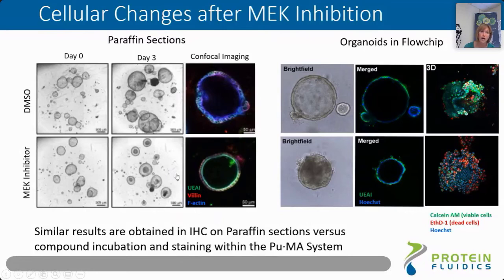You can see that the shape of the organoid upon exposure to MEK inhibitor has a very nice round shape, with a thin epithelial layer. But interestingly, what I also would like to point out here is how concordant these images are between flow chip and paraffin sections. Now, those who have ever done embedding and staining of organoids or any 3D structures know very well how cumbersome and difficult this process is.